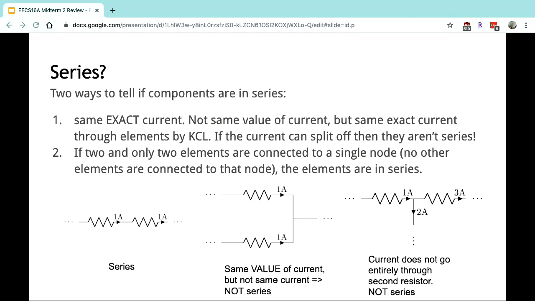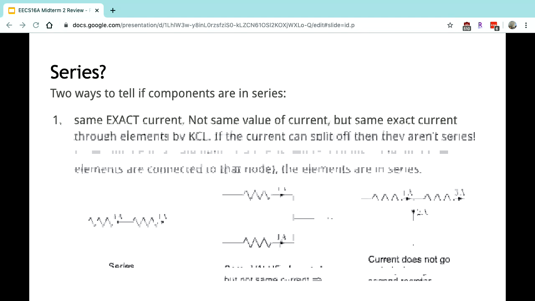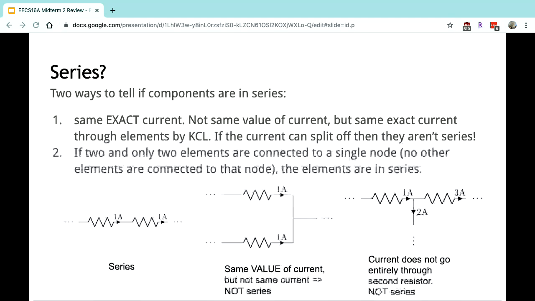This guy here, you'll notice that even though you have two resistors connected at the same node, some of the current is also coming out through this third wire. So again, it's not in series. Another way you can think of it, instead of thinking about the same exact current, is you can also consider if you have two elements that are connected at the node and nothing else is connected to that node. So those are equivalent things to say.